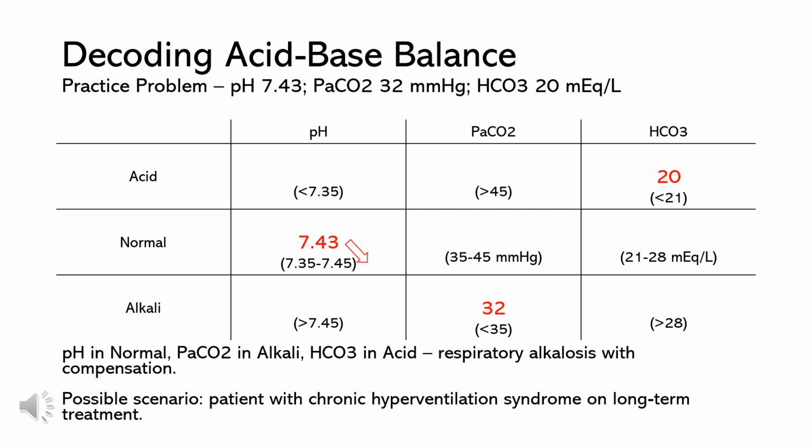Our pH at 7.43 is normal. Our PaCO2 at 32 is less than 35, so that's alkaline. Our bicarb at 20 is less than 21, so that's acid. So clearly we've got something compensated here. So let's look at that pH again. That pH is almost alkaline. So if we have an almost alkaline pH and an alkaline PaCO2, we are looking at respiratory alkalosis with compensation. The possible scenario here is a patient with chronic hyperventilation syndrome who is on long term treatment.